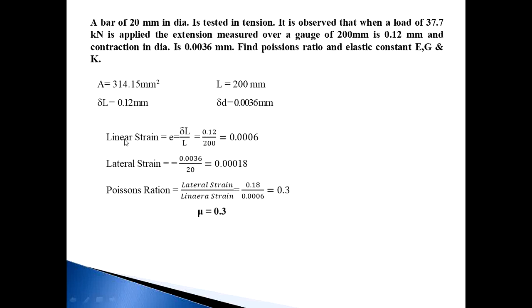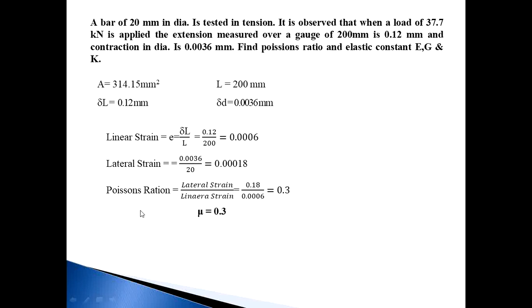So first we calculate linear strain. Linear strain means the strain parallel to the load. Linear strain is equal to change in length divided by original length. So delta L is 0.12 mm divided by the original length of 200 mm. So linear strain will be 0.0006. Then lateral strain. Lateral strain means change in diameter divided by the original diameter. So the change in diameter is 0.0036 and the original diameter is 20 mm. So lateral strain will be 0.00018.